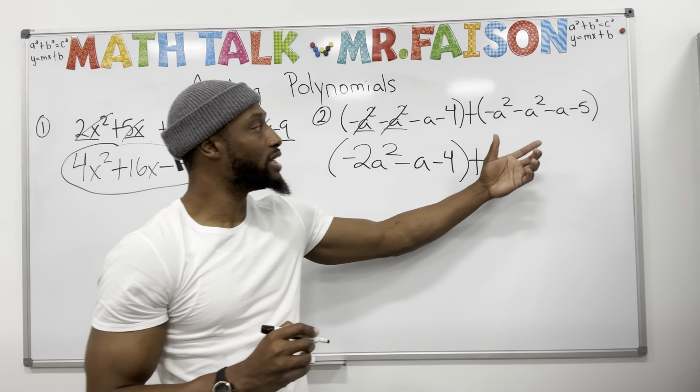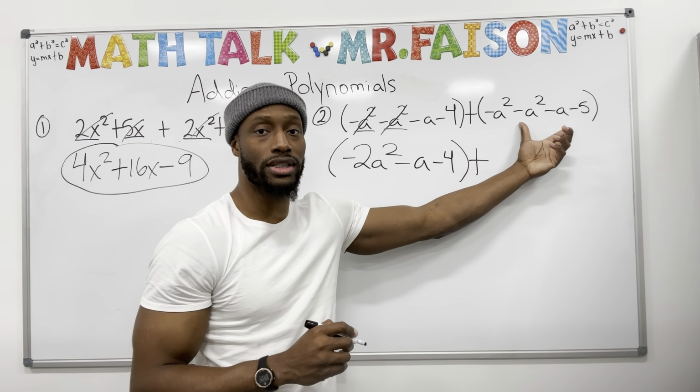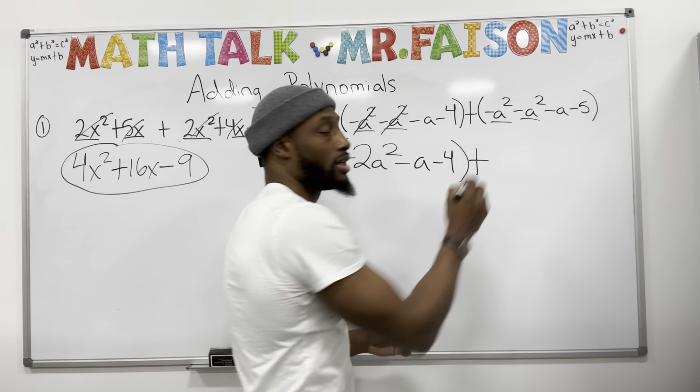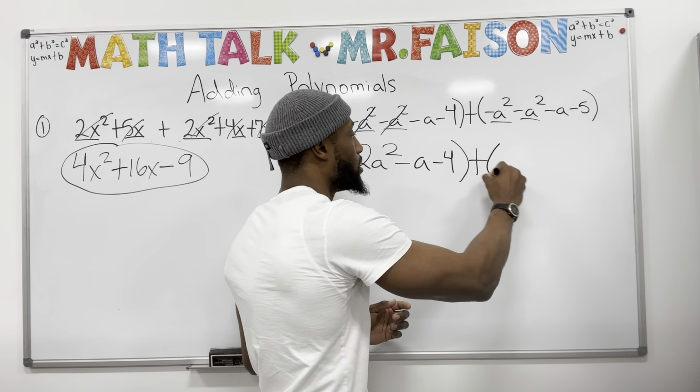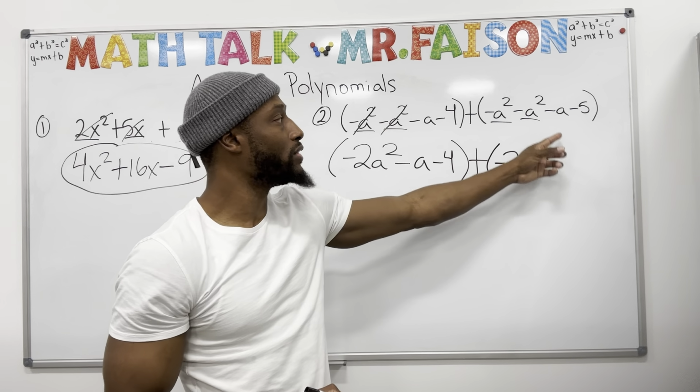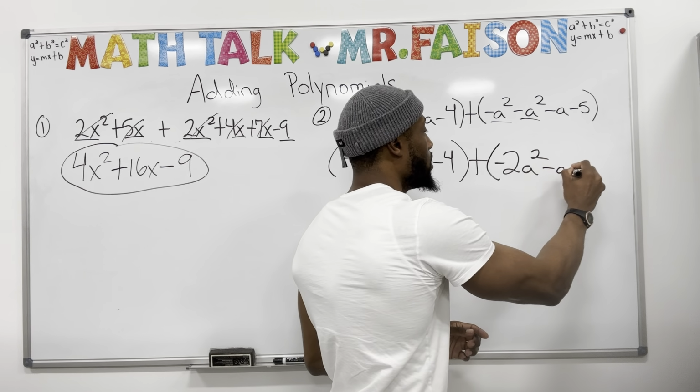Now, what I'm looking at is the like terms inside this parentheses. I see I have a negative a squared minus a squared. Same thing. I'm gonna get negative 2a squared. And I'm just gonna drop everything else down. Negative a.